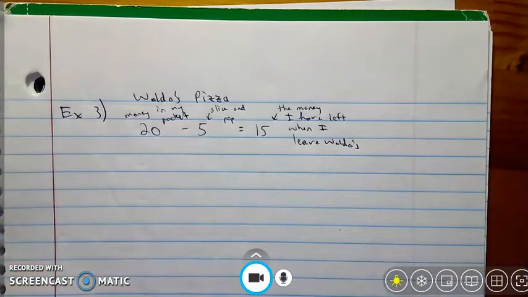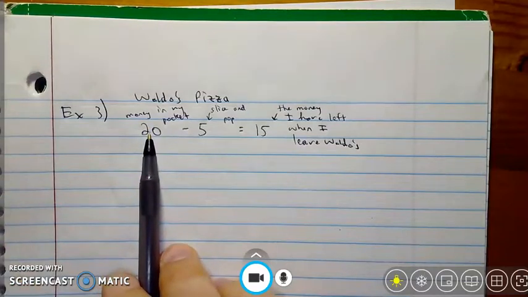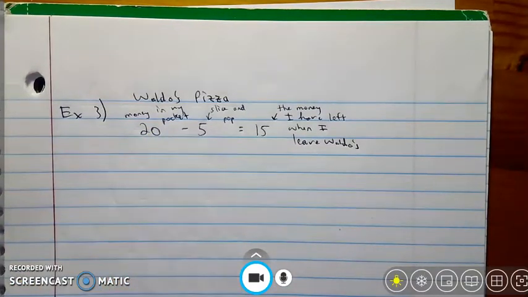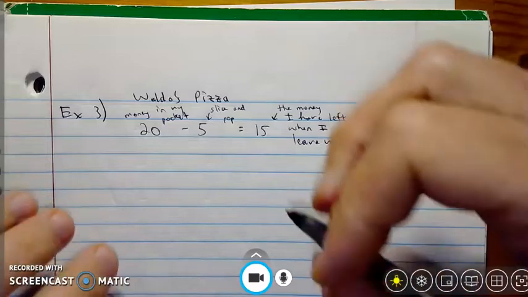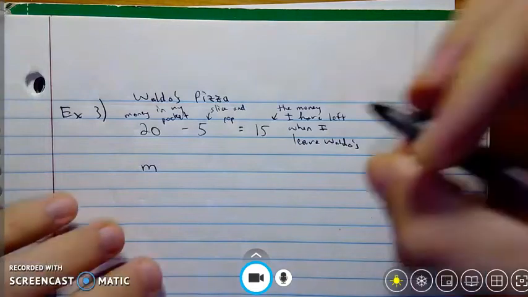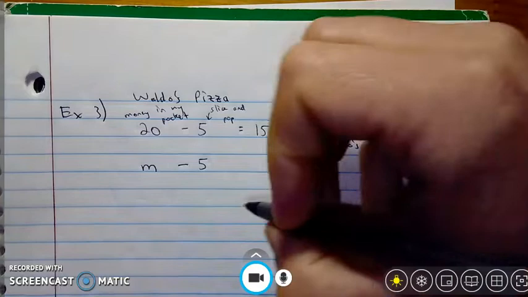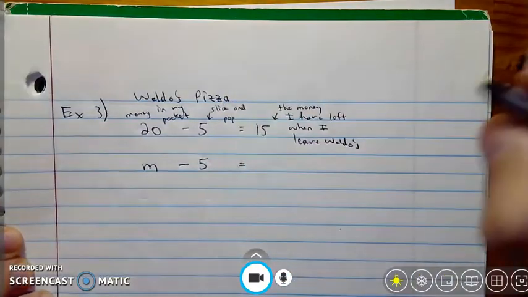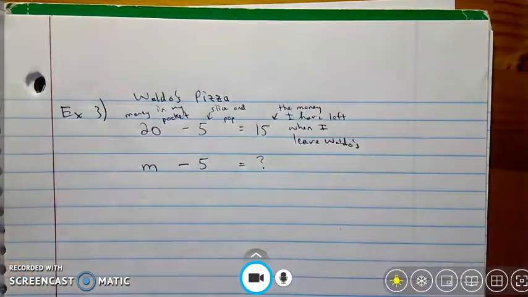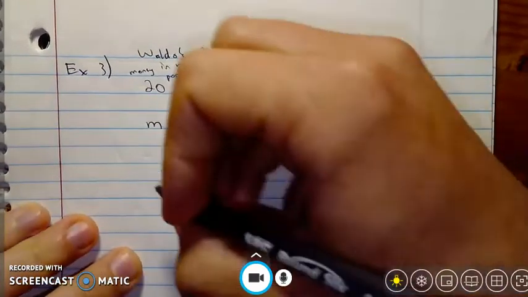So our goal is to interpret all these pieces. I know I've got $20 in my pocket, but let's say we don't know this person. They come into Waldo's and we don't know how much money they have in their pocket, but we know they're buying a slice and a pop. So we're subtracting $5. Do we know how much money they're leaving with? I don't, because I don't know how much money they came here with. So let's interpret these variables really quick, and then we'll be pretty much done with our notes.